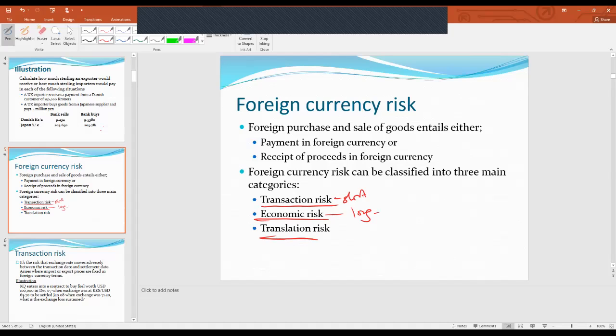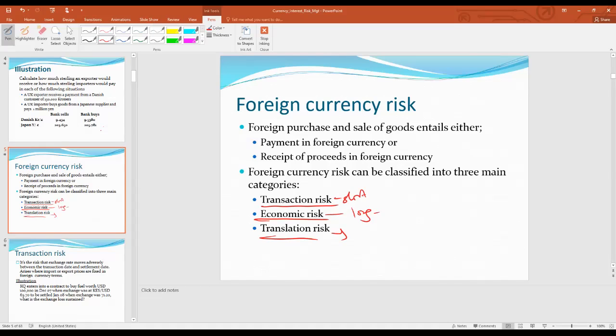Then you have translation risk. This is where the books of a foreign subsidiary must be converted back to the currency of the parent company. Example, Equity Bank has branches in South Sudan, Uganda, and Rwanda. At the end of the day, the books of Equity Bank must be reconciled and presented in Kenya shillings. So as you translate, you must translate, for example, Rwandese francs back to shillings.